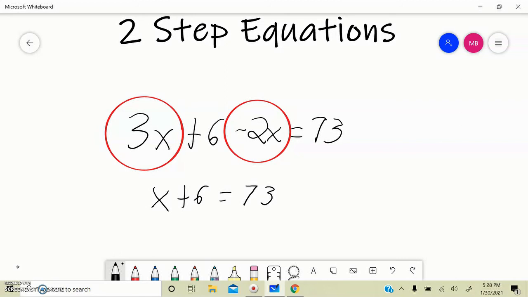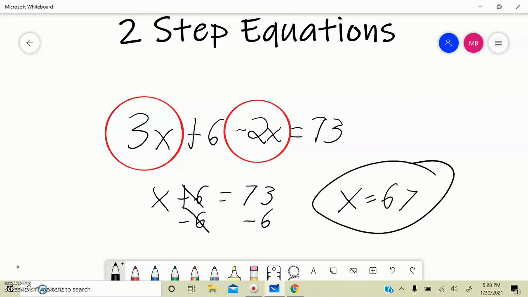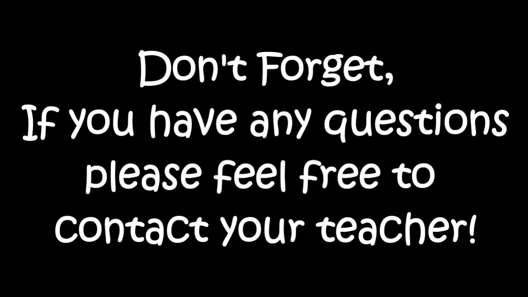So I'm going to do the inverse operation to get rid of my constant. So I'm going to do 73 minus 6. Cancels my 6's with my variable. So I have x is equal to 67.